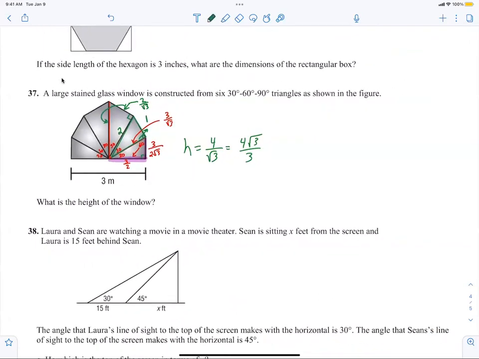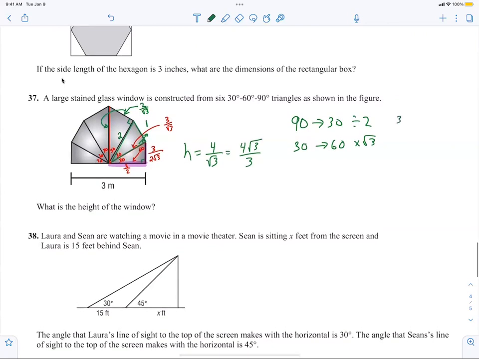Okay, so you should have on your notes from 90 to 30, you divide by 2. From 30 to 60, you multiply by radical 3. Then if you do the reverse, if you go from 30 to 90, you multiply by 2. And from 60 to 30, you divide by radical 3. Okay. That's what you're supposed to know. I don't have the 90 to everything. So okay. From the 90 to the 30, you always divide by 2.